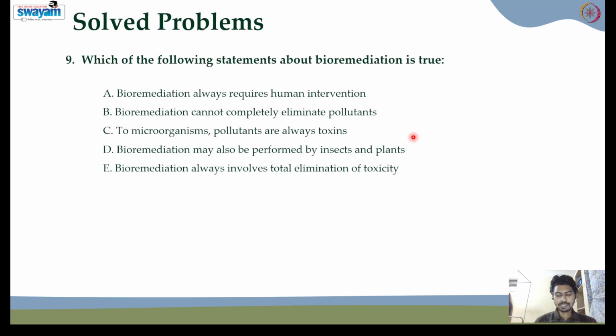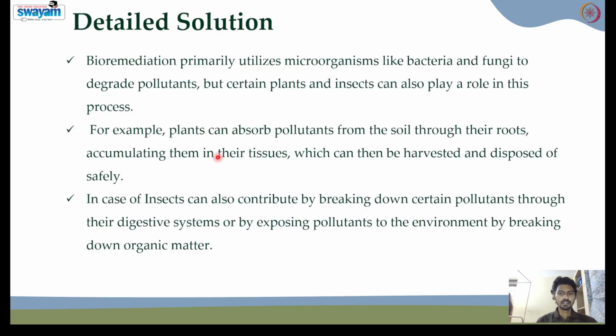So now we will see the answer. Correct answer is option D. Bioremediation may also be performed by insects and plants. If you see the detailed solution, first you need to understand what bioremediation is. As we discussed earlier, it utilizes microorganisms like bacteria and fungi to degrade the pollutant, and it also extends to plants and insects. We have seen plants, that is phytoremediation, and insects are also being used to carry out this bioremediation process.